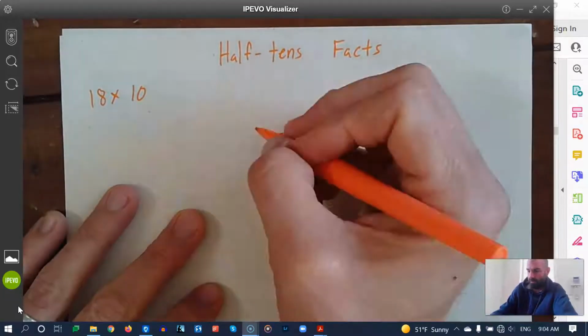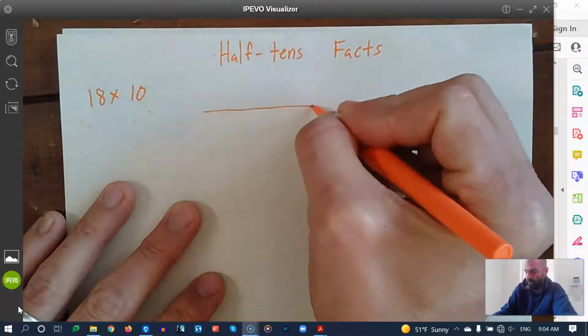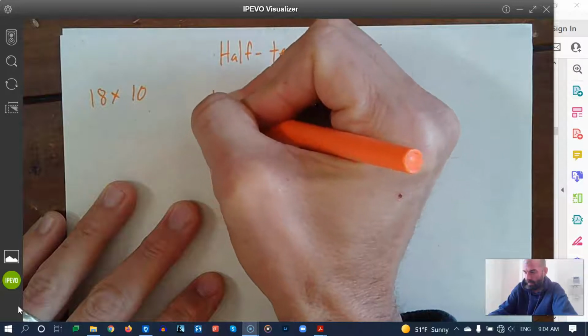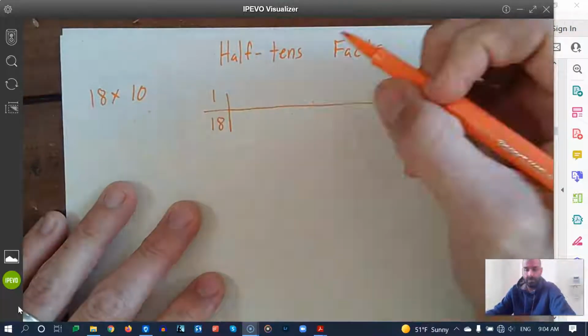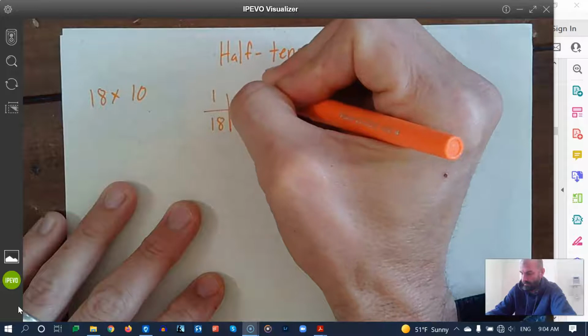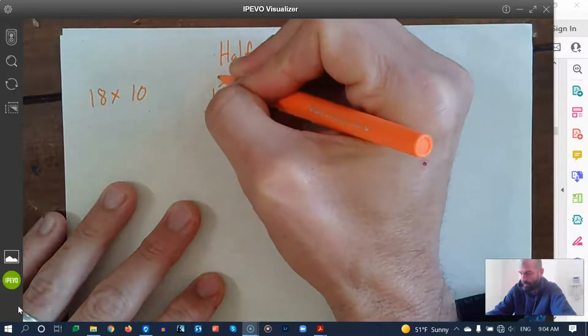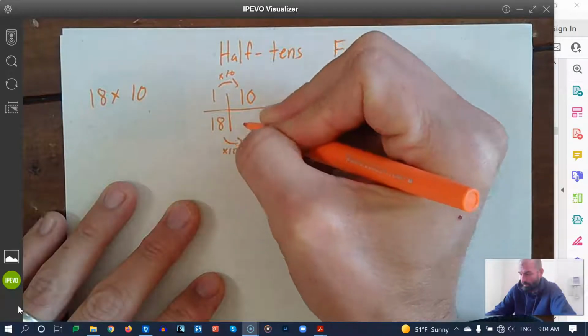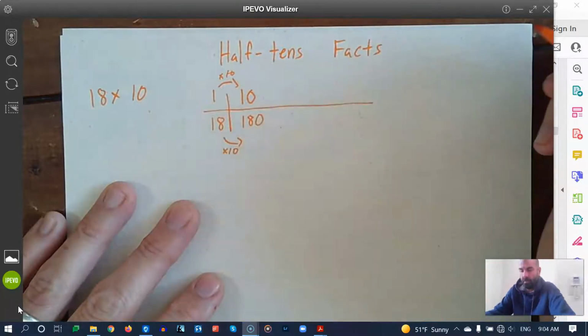So here we have, for every 1, we have 18. Okay, and then we want to see 10 times of that. So I'm multiplying by 10 my 1, and I'm multiplying by 10 my 18 to get to 180.